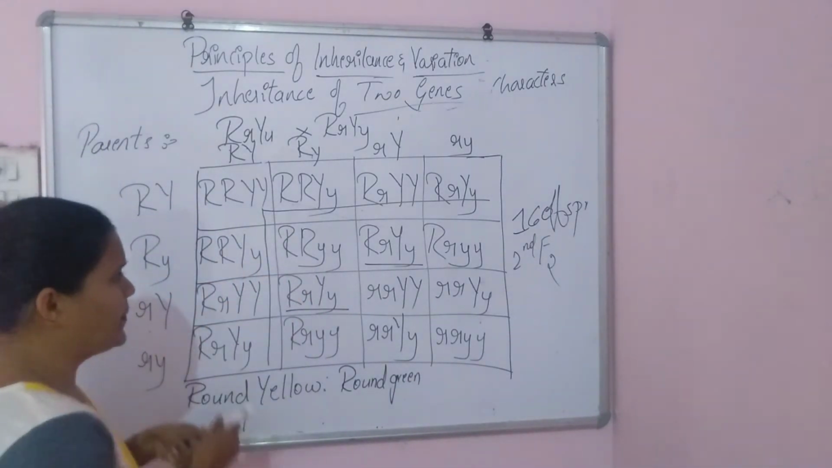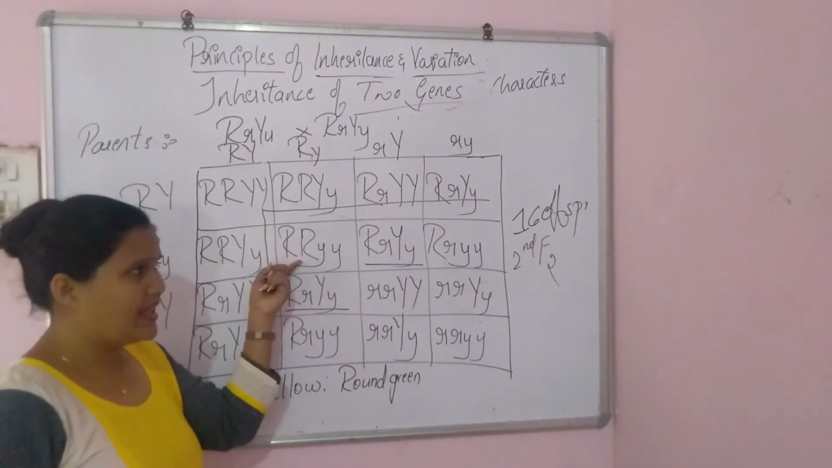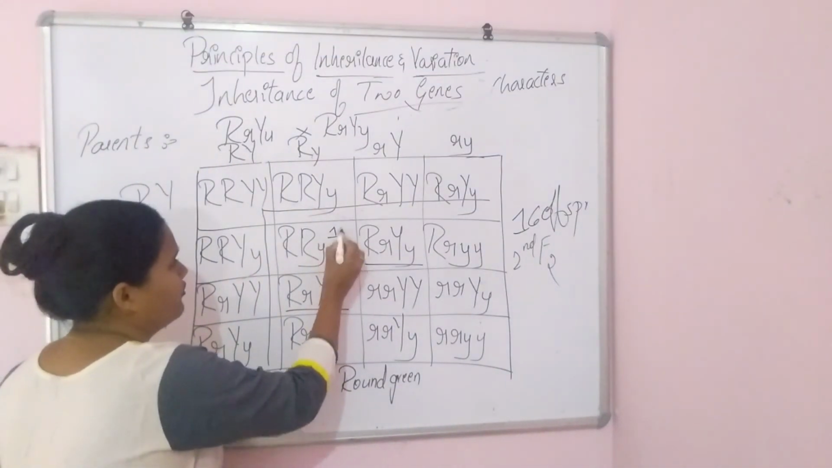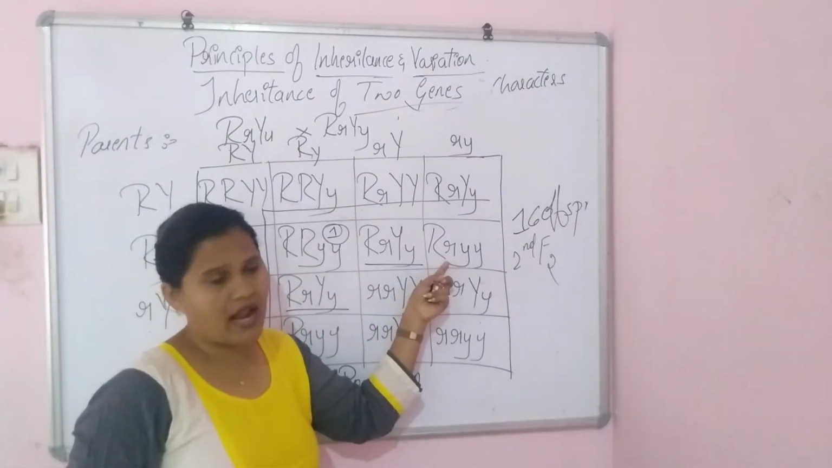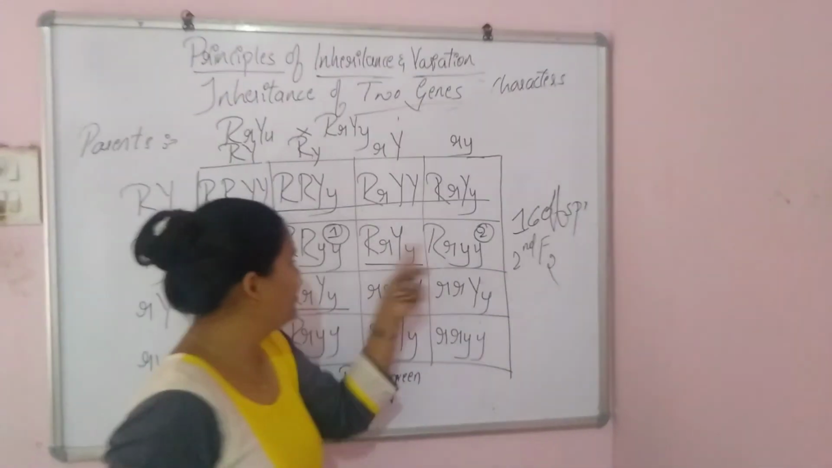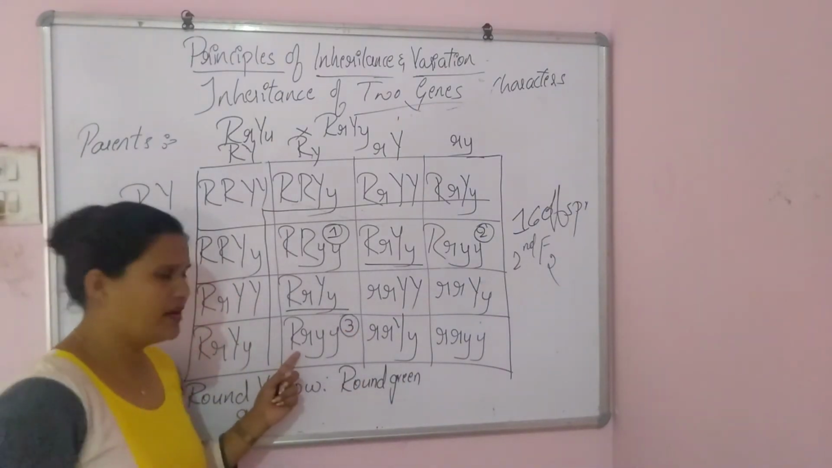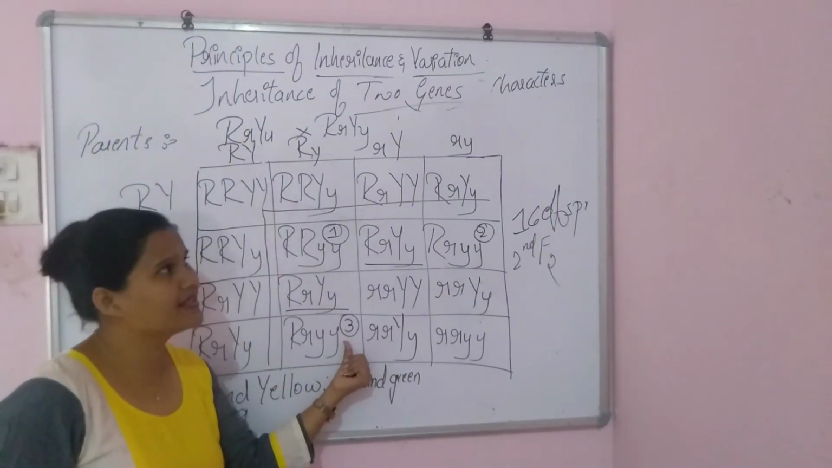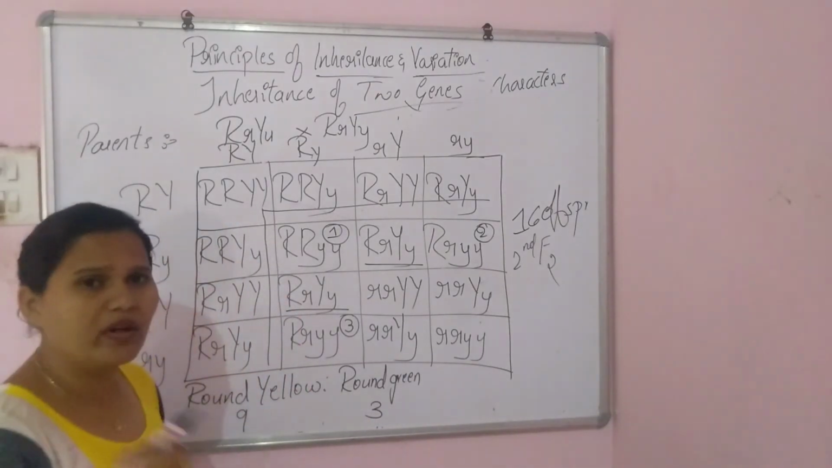See here, capital R is for round, right? With small y, this is the round green. So one we got here, and again here also the presence of capital R and small y. So 2. And again, here, this is the third one where capital R and small y are present. Capital R indicates round, where small y indicates the green color of the seed. So we got 3 round green.